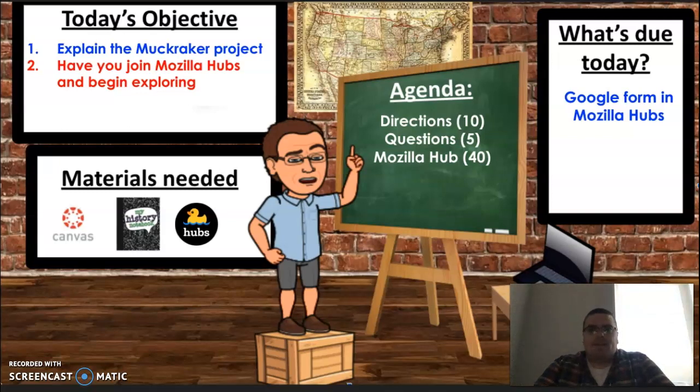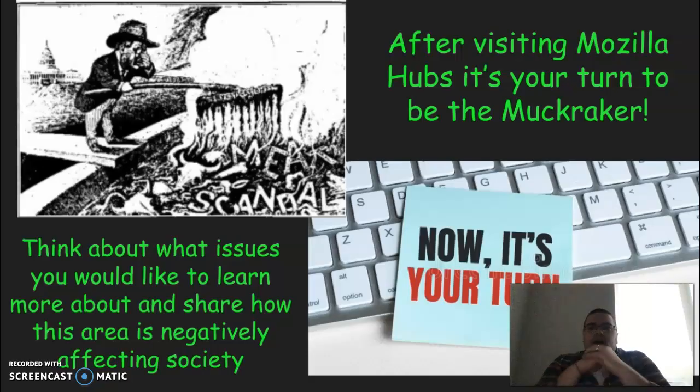So let's dive in. Let's see what it looks like. So first off, the first step is you're going to dive into Mozilla Hubs. You're going to do a gallery walk where you're going to learn about 5 specific muckrakers during the early 1900s. As you're walking around exploring, openly discuss ideas about what you might want to do your project on, things that are happening in today's world that you're living in.